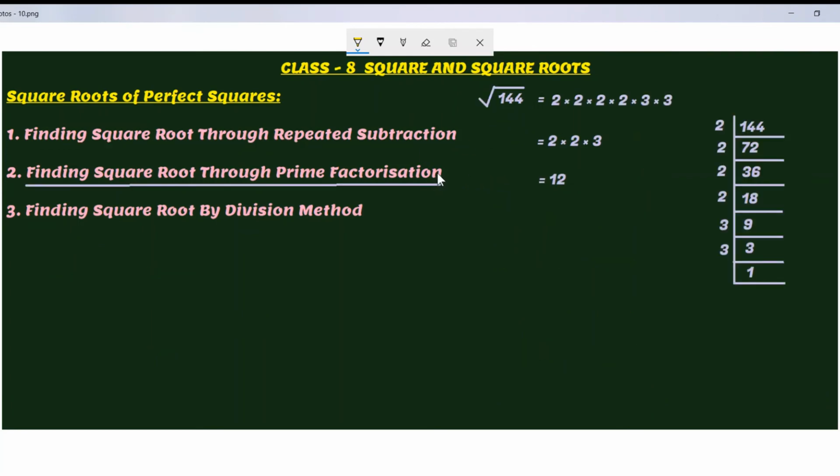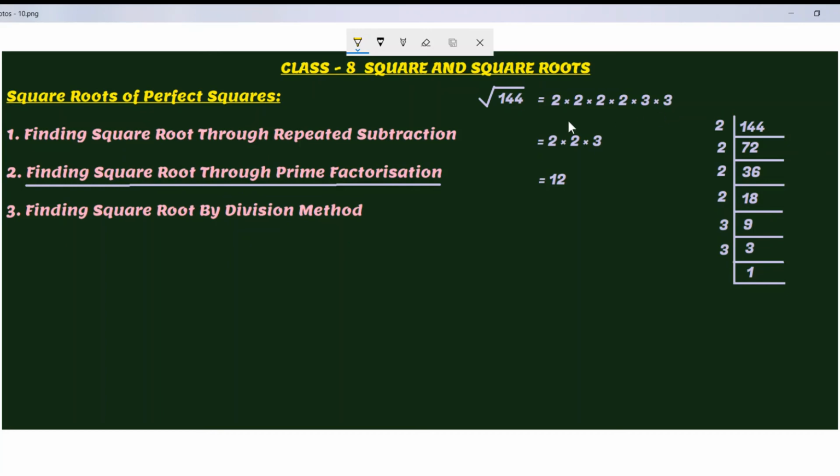For prime factorization, I have taken 144. We need to find out the square root of 144. In prime factorization, we need to find out the prime factors of 144 first. Here I have found them. The numbers are 2, 2. There are 4 2's and 2 3's. So we need to write in the form of prime numbers: 2 multiplied by 2 multiplied by 2 multiplied by 2, multiplied by 3 into 3.